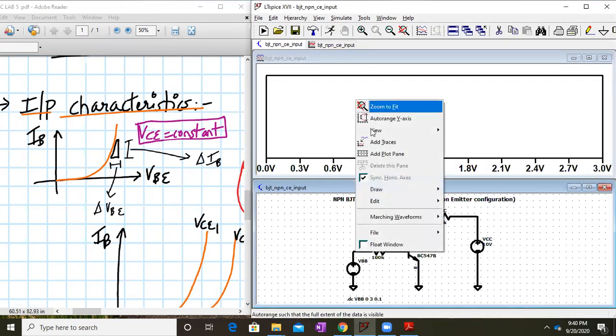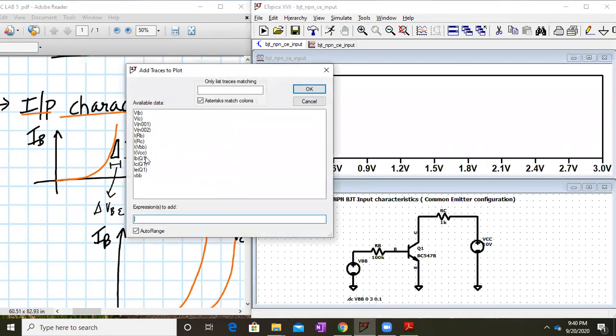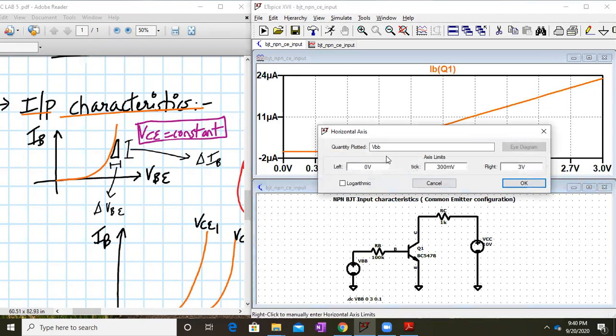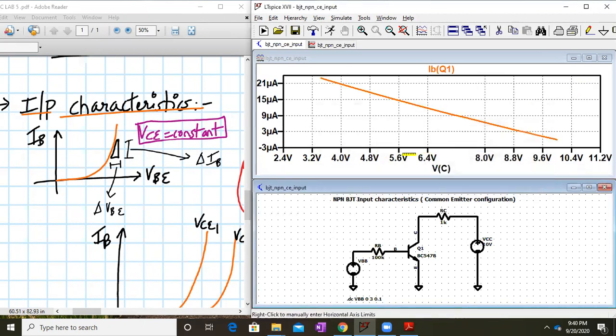Here I have right clicked, added a trace, and plotted IB of Q1. If you think this is your characteristics, you are wrong, because the x-axis is your VCC. You need to right click on the x-axis and change it to V of C. Now you will say, why V of C?